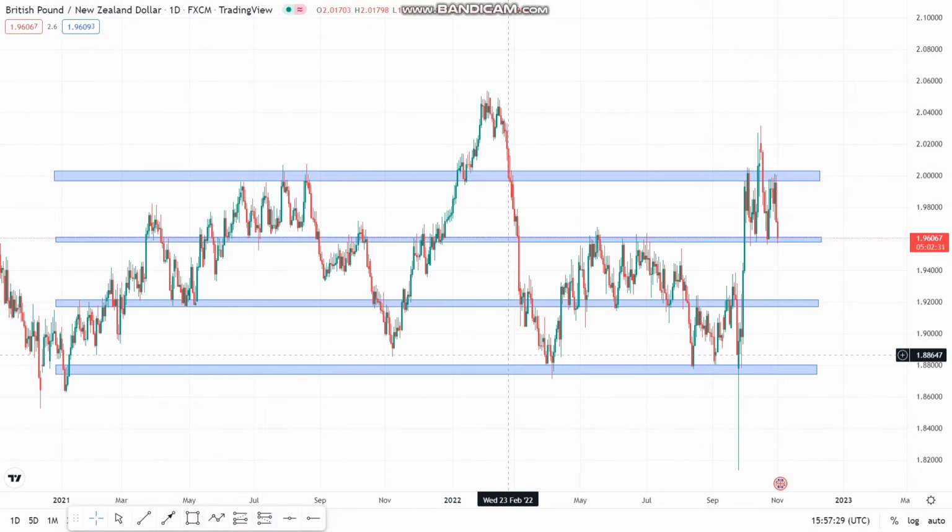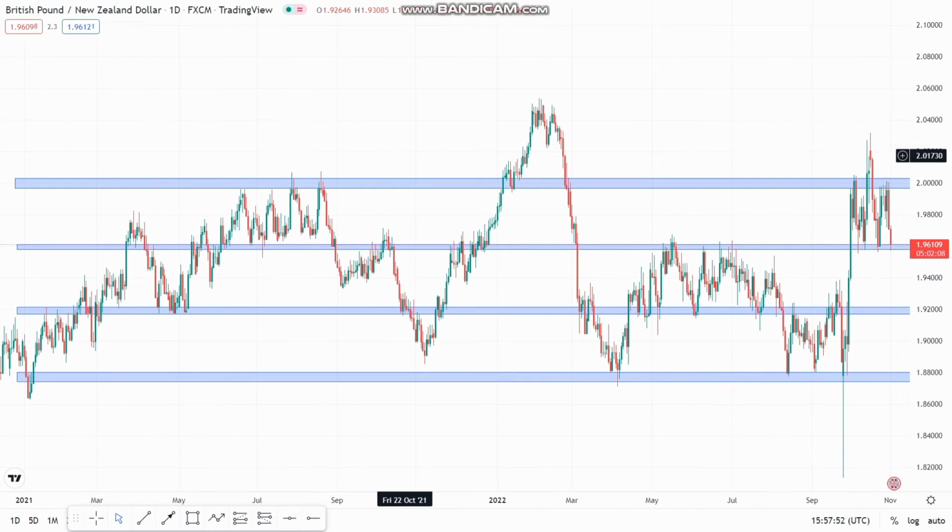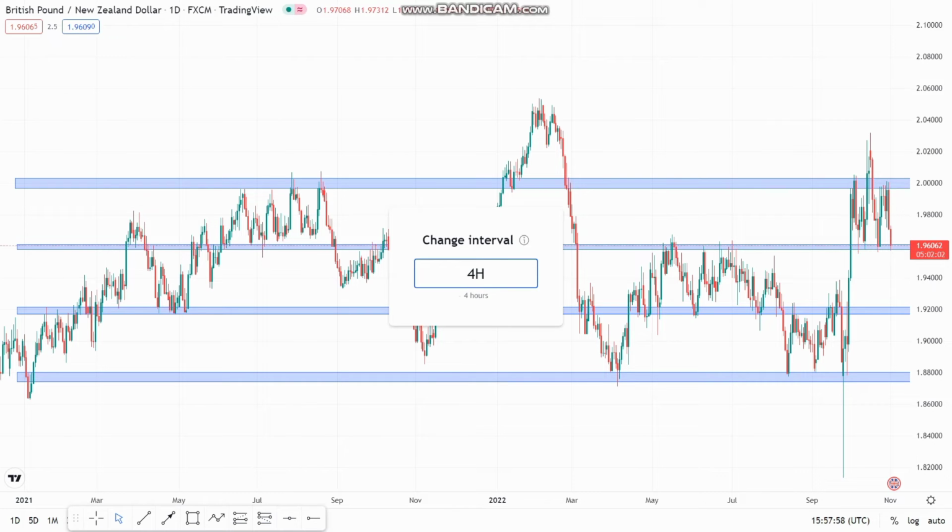Okay, so now we are on GBPNZD. As you can see, I've already laid out all my levels that I need on the market. This is our support level and these are our resistance levels, and these are the key components, the mid ranges and all. We are still on the daily time frame, so there's nothing much happening on the daily time frame. Let us move to the 4-hour time frame.